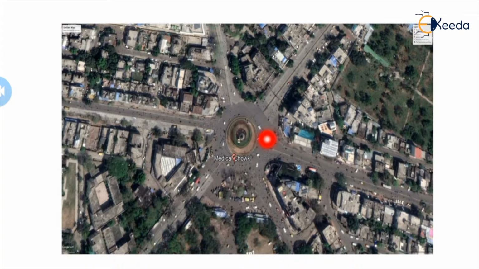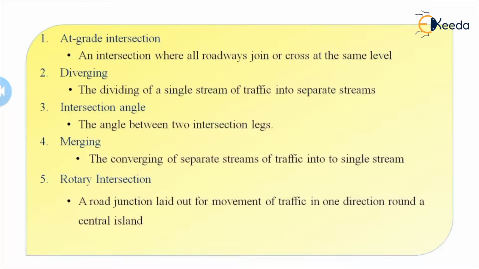The components of the rotary are designed, like the radius of the rotary, the entry width, the exit width. These are the design components of the rotary. So first we will be discussing the traffic movements of the rotary.